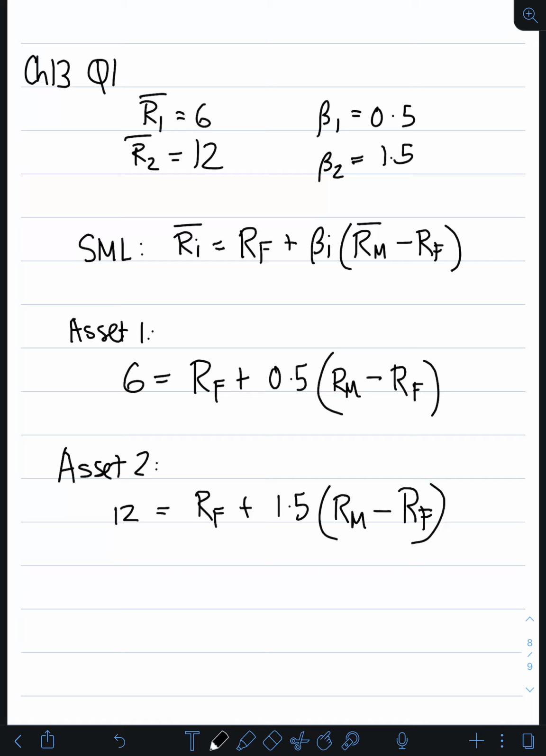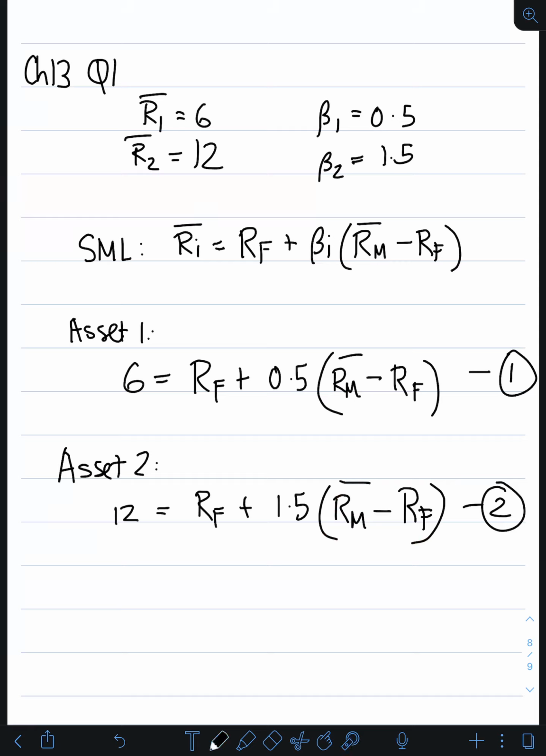Just to explain what I did here, 6 is the expected return for asset 1. RF we don't know. We don't know what RM minus RF is, but we do know beta for asset 1. That's 0.5. So it's 6 equals RF plus 0.5 times RM minus RF. The second asset, the expected return is 12, and its beta is 1.5. We can call this equation 1 and this equation 2. Now we have to find RF and RM. Oh, actually this should be RM bar, not just RM.